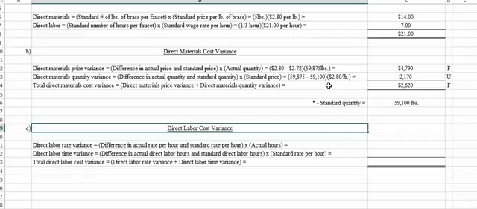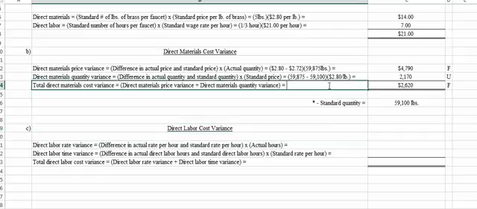And I thought, just to keep this formatted the same way, let's cross-check it. We want to take our direct materials price variance, which is 4,790, and actually, we want to subtract the 2,170 because it's an unfavorable variance. If they were both favorable, we'd add them together. If they were both unfavorable, we'd add them together, but since they're different, we're going to take the difference.